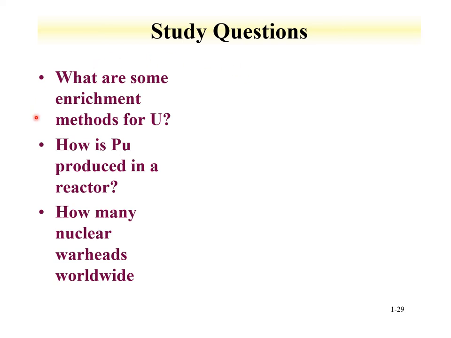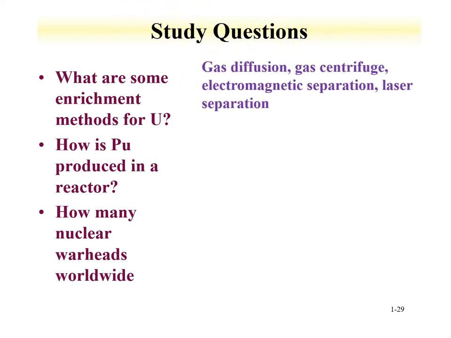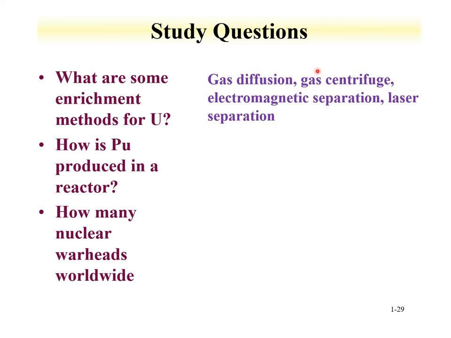Uranium-235 can be separated from uranium-238 in natural uranium by enrichment methods. What are some of these enrichment methods? Well, gaseous diffusion, a gas centrifuge, electromagnetic separation, similar to an ICP mass spec, and laser separations are routes in which one could achieve isotopic separation of uranium-235 from uranium-238.